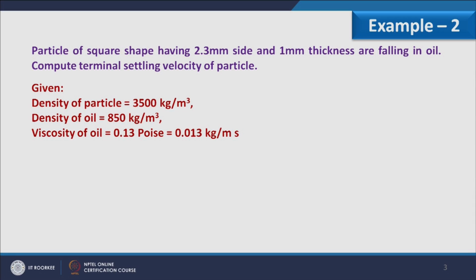In example 2, what happens? The particle of square shape having 2.3 mm side and 1 mm thickness is falling in oil. We have to calculate the terminal settling velocity of the particle. So here you see the particle is not spherical, a non-spherical particle is considered over here. And the liquid is not water, but it is oil.